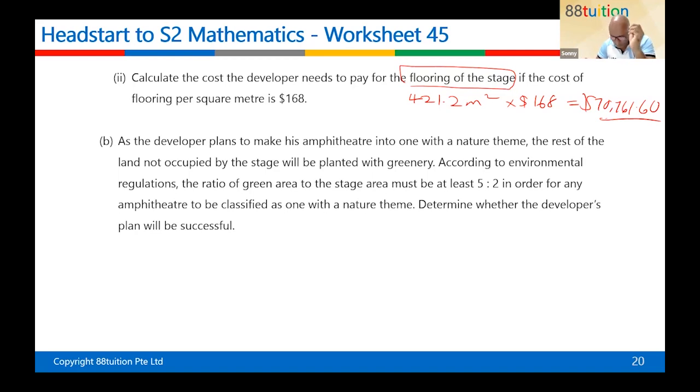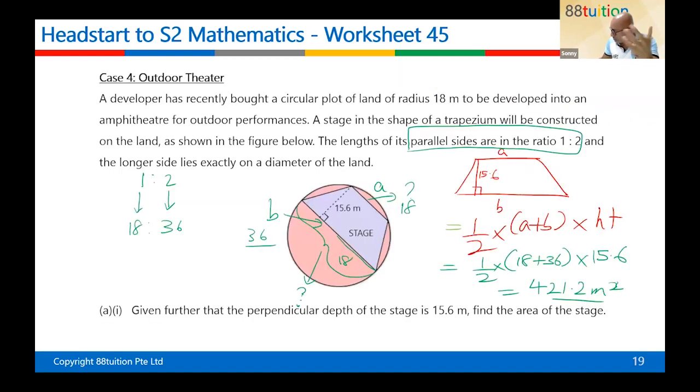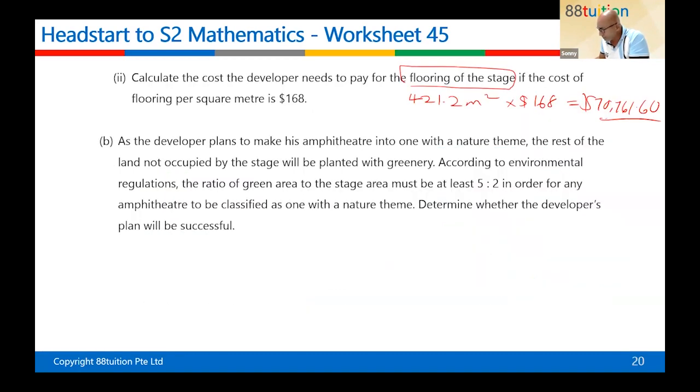Now, if you want to do part B, you have to find the area of circle minus the area of trapezium, etc. I've given you a hint, so you guys can work on it. So I'll go back to the earlier part. Find the area of the circle. You know the area of the stage. So you know the area highlighted in pink. They call it the green area. All right. So can you guys do this?